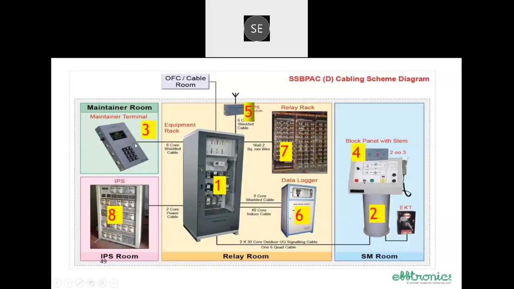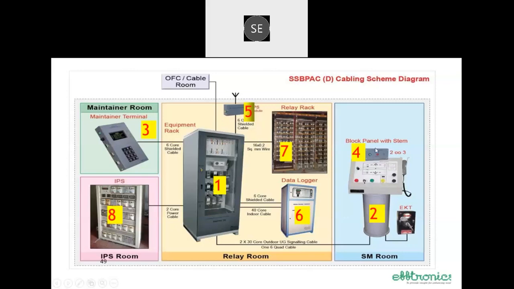This maintainer terminal is used to access the data from the block instrument. Through this maintainer terminal, one can see the status of the block section, card status, interface relays, block panel inputs, EKT, and all those statuses.